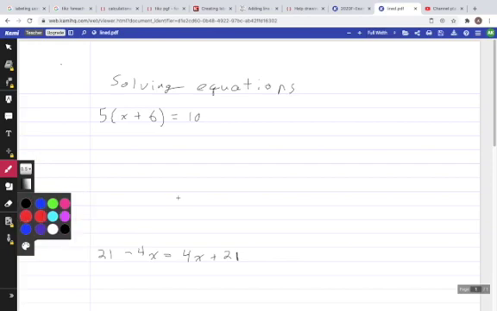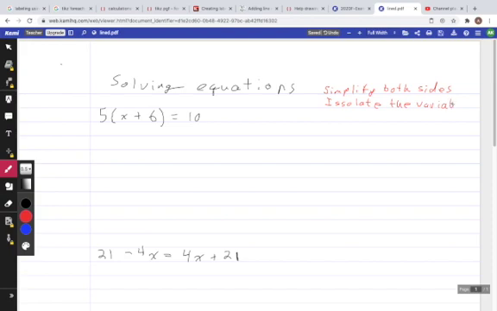This is just a quick review of solving equations. And the key thing to remember is once we have both sides simplified, then we can go about the business that we actually want to do. And that is we want to isolate the variable.